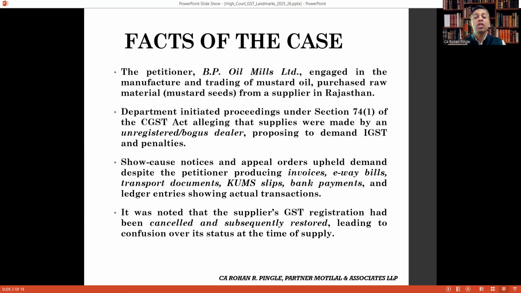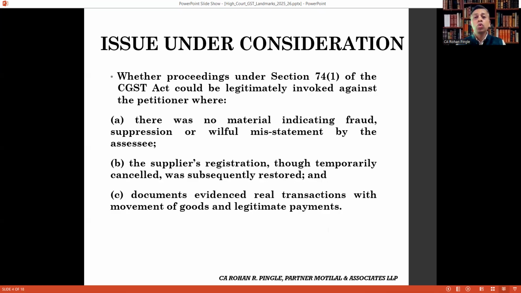It was noted that the supplier's GST registration had been cancelled and subsequently restored also, leading to confusion over its status at the time of supply. So the issue under consideration was whether proceedings under Section 74(1) of the CGST Act could be legitimately invoked against the petitioner where there was no material indicating fraud, suppression, or willful misstatement by the assessee. The supplier's registration, though temporarily cancelled, was subsequently restored, and documents evidence real transactions with movement of goods and legitimate payments. All these factors are there, but even then, are the penalty and the proceedings under Section 74 legitimate or not?